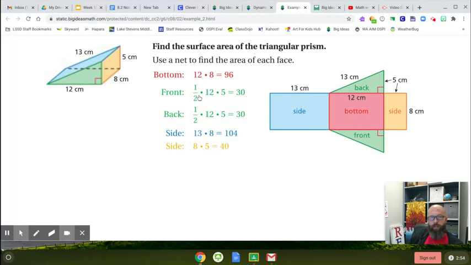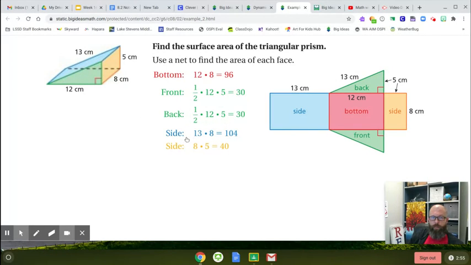The front is 12 and it's 5 centimeters tall. I can see that from over here or right here. So 12 times 5 is 60, divided by 2 or multiplied by 1/2 is 30. Remember, because it's a triangle, it's not a square, so we have to divide it by 2 or multiply by 1/2. Those are the same thing. So the back is also the same as this one, so we know that's identical.